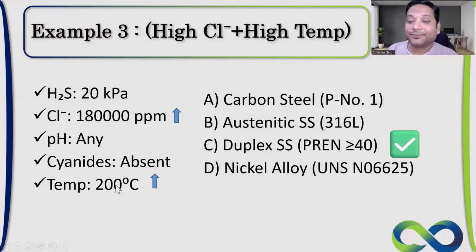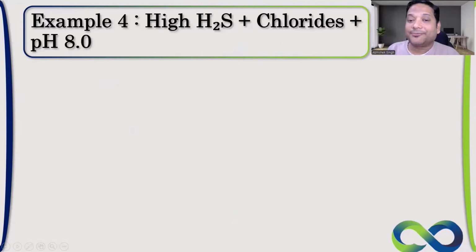So at this you can use, so very high chloride, your selection will be duplex, unless you have cyanide also present, or the partial pressure of H2S is more than 20 kPa. Okay. If it goes beyond 20 kPa, then you won't be able to use duplex. Then only one choice will be there, that nickel alloy. Okay. So that is for the third.